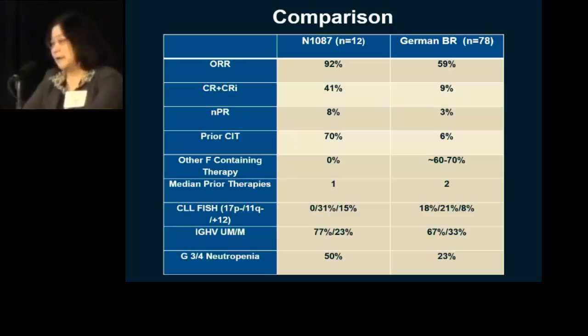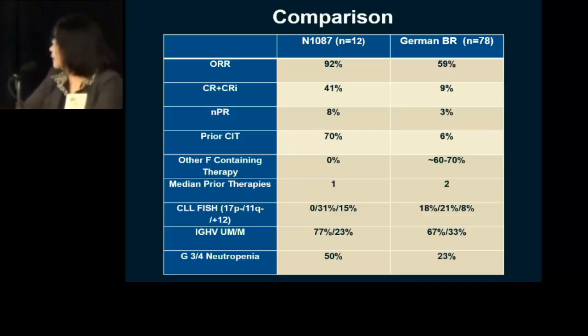I know we are not supposed to compare, but it's human nature that we always compare. So I'm trying to compare our very small cohort with the initial German published experience with BR in relapsed CLL. In the German experience published in JCO, there were 78 patients treated with BR, and the median prior line of therapy was 2. In our trial, we have a median prior line of therapy of 1. We did exclude the 17p deleted patients. They included about 18% of patients who had 17p deletion.